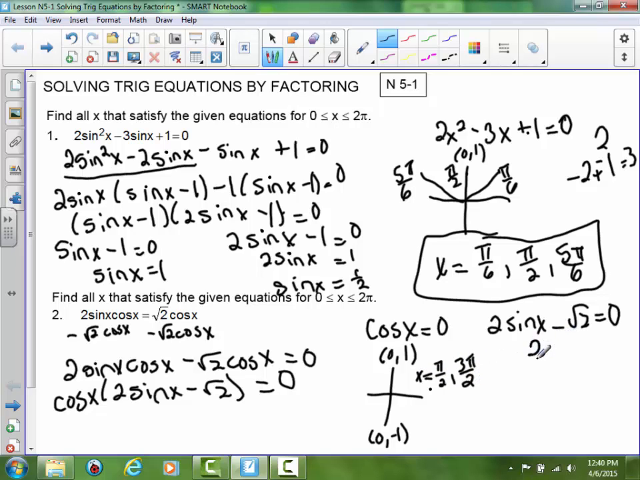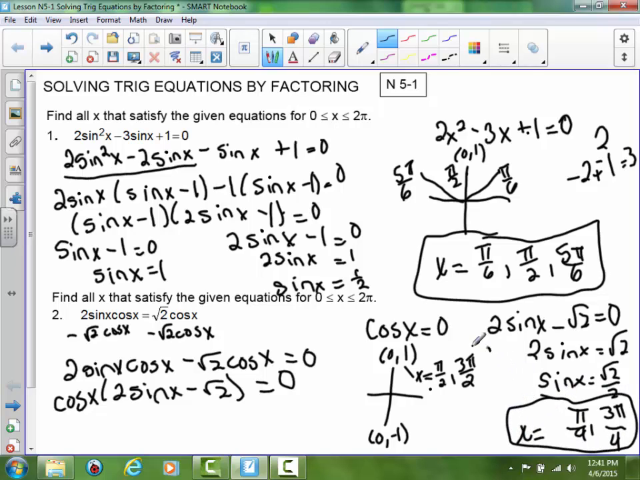Solving here, we'd have 2 sine x equals square root of 2. So sine x equals square root of 2 over 2. Going around our unit circle, we find that happens at pi over 4 and also at 3 pi over 4. The other multiples of pi over 4 are negative, so they wouldn't work. So we have both these and these as our answers.